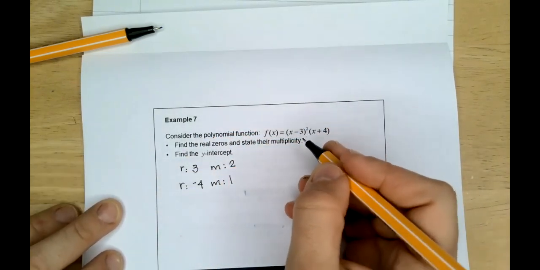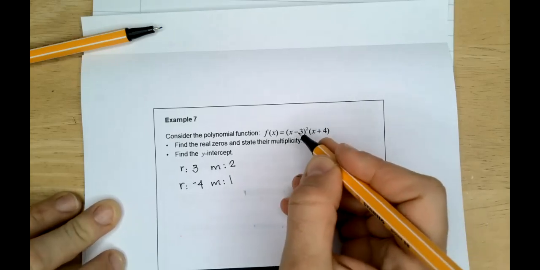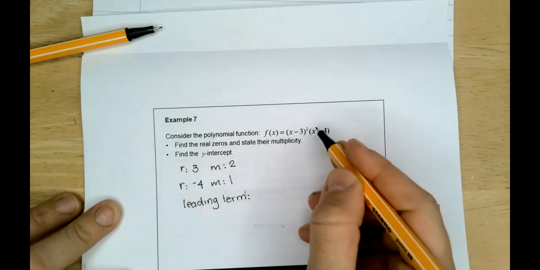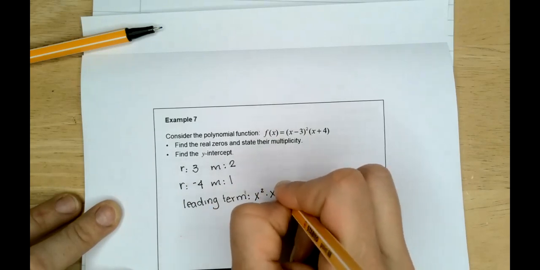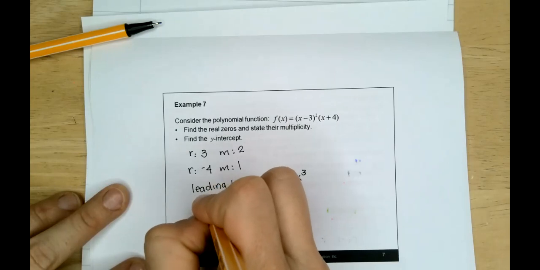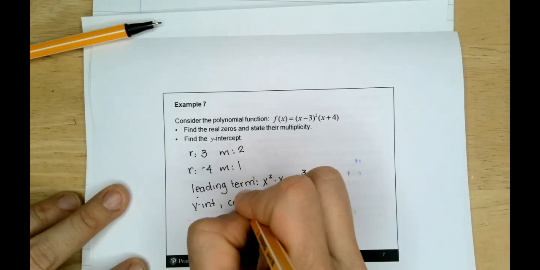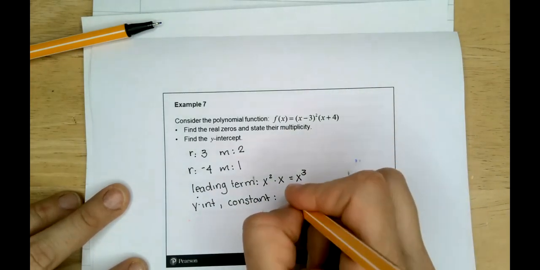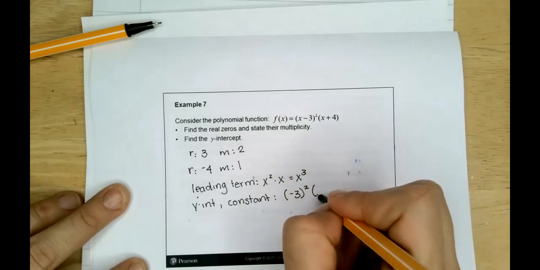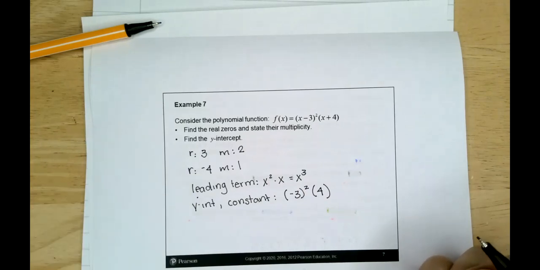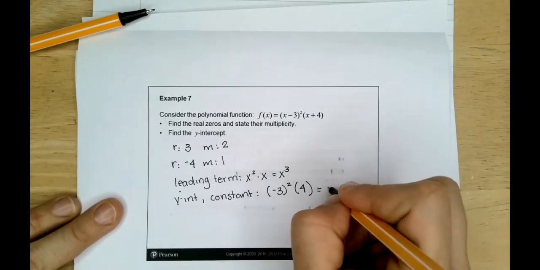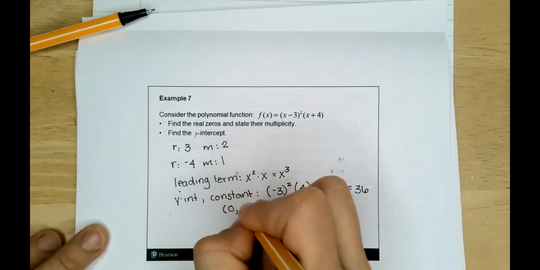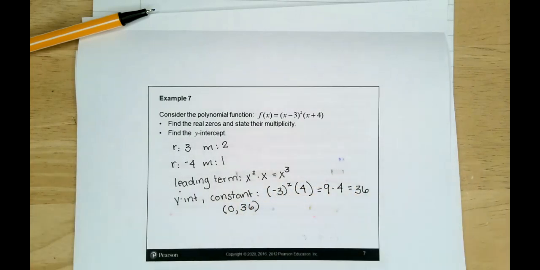Find the y-intercept. Just like we can find the leading term by only multiplying the leading term of each factor, the leading term would be x squared times x, which is x to the third. The y-intercept is the same as your constant, and you can find that by multiplying each of your constants. So my constants are -3 squared and +4. -3 squared is 9, and 9 times 4 is 36. So my y-intercept is x equals 0, y equals +36. Good?